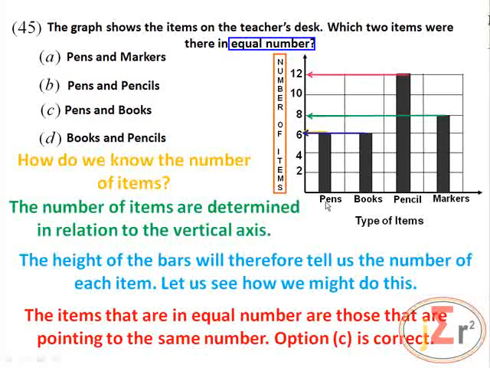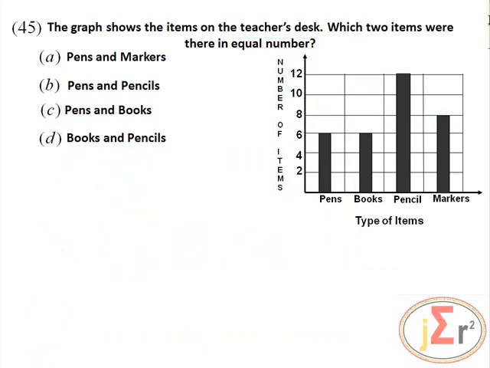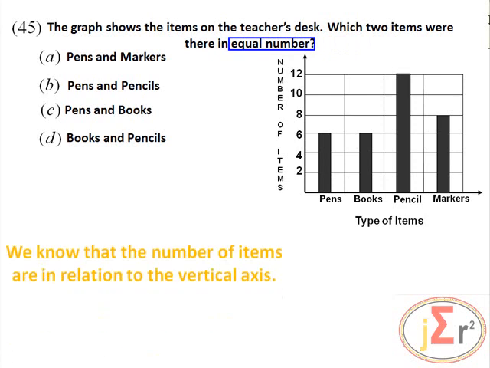And which two? Pens and books. And that is represented by option C. So the graph shows the items on a teacher's desk. Which two items were there in equal number?